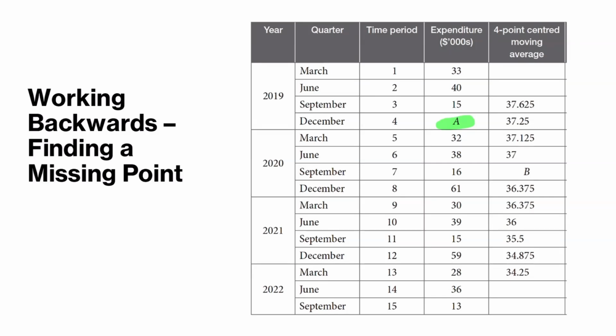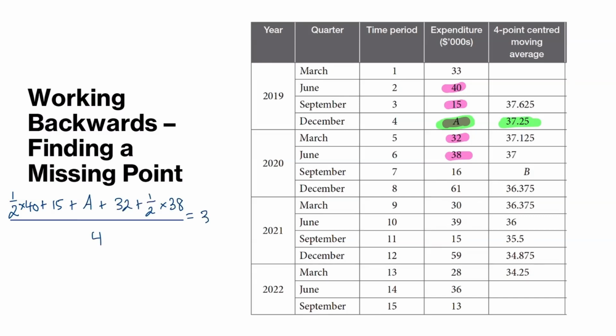Using the steps given in the previous slide, we take the 5 values that contribute to the 4-point centered moving average that aligns with December of 2019. So we're going to focus on this 4-point centered moving average of 37.25. We know that 5 values contribute to that average. We also know that we need to halve the value of the first and the last number, add them all together, and divide by 4. Let's write that down as an equation. Half of 40 plus 15 plus A plus 32 plus half of 38, all divided by 4, is equal to 37.25.